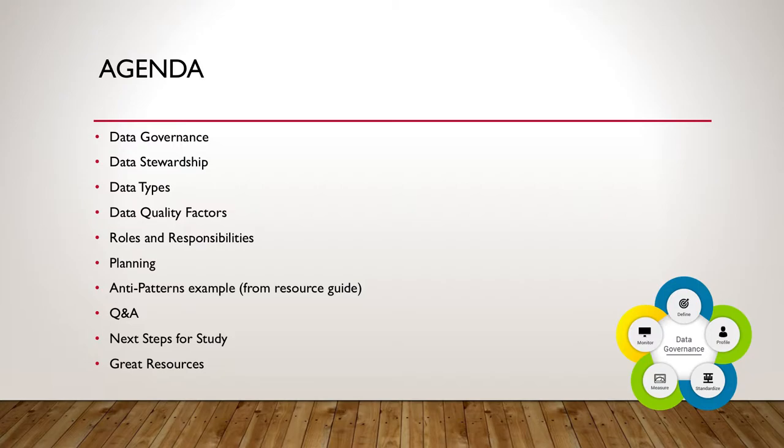We'll have a look at some of the types of data that you could be having conversations around governance for. We'll look at what factors can affect data quality, and the roles and responsibilities within a data governance program. And we'll look at also how you can put your plan together for establishing good data governance and stewardship patterns. And then if we have time, we'll look at an example from the resource guide from the examination, which is, I think, a fantastic way to look at data strategy and governance when you're implementing. And it's based on some real life horror stories that Salesforce have very kindly put together for us.